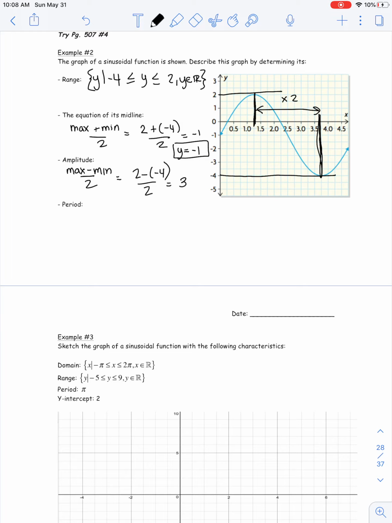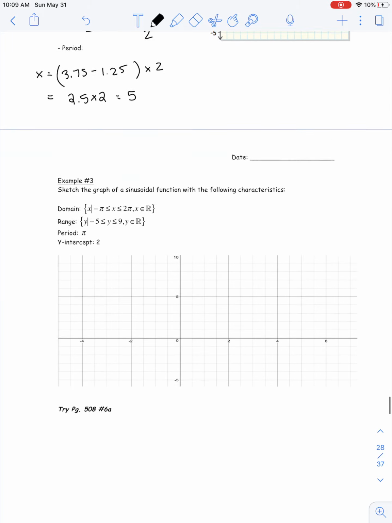So I know that I have 3.75 minus 1.25 along the x's. And so what we're going to do is find that answer and multiply it by 2. So that's going to be equal to 2.5 multiplied by 2 gives us a 5. So our distance of our period along the x-axis is 5.